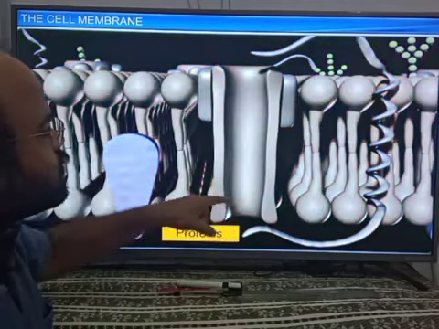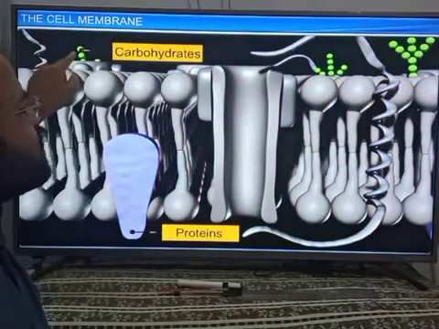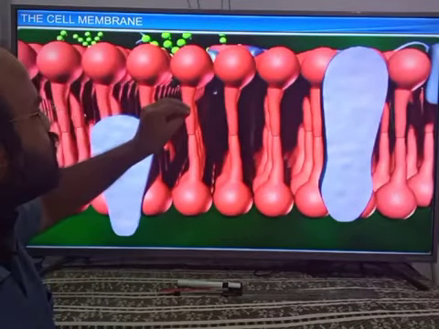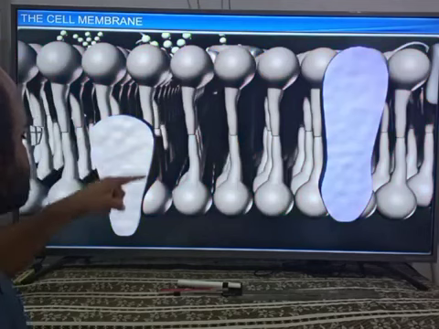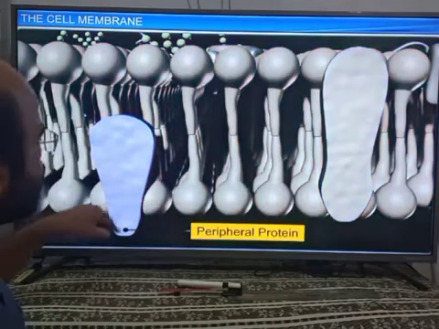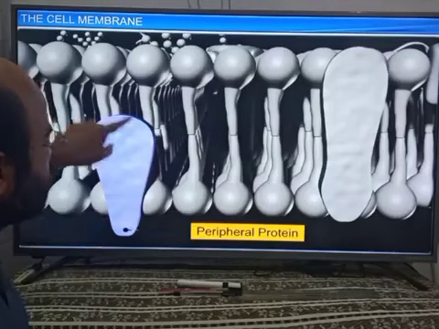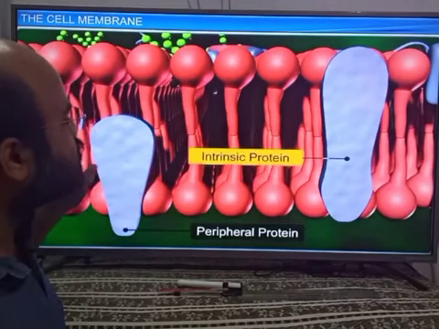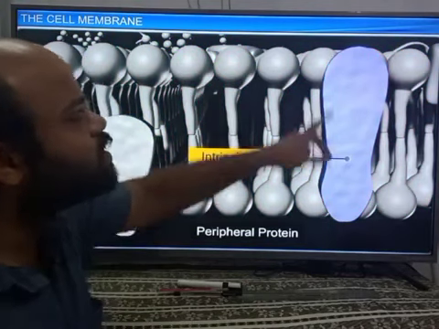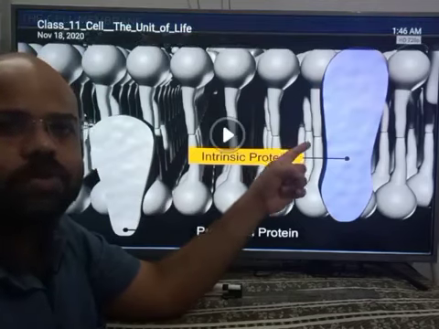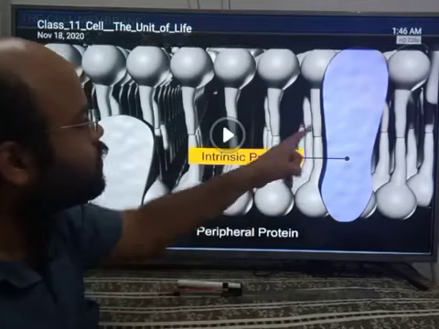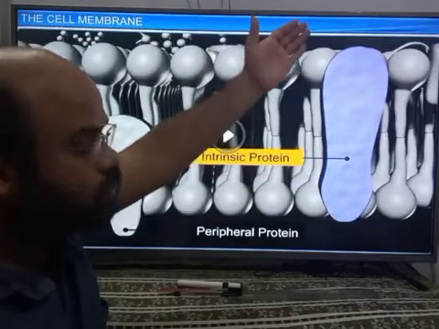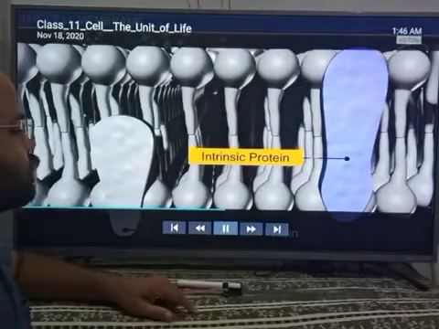These are the proteins, and there are some carbohydrates rarely found on the outer surface of the cell membrane, but generally proteins and lipids are found. This is the peripheral protein found in the cell membrane. I told you earlier, these are necessary for transport. This is the intrinsic protein. It is the channel protein, also called the intrinsic protein, which connects the cell membrane completely from outside to inside.